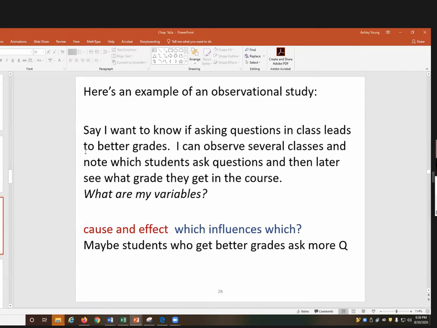Here's an example of an observational study. Say I want to know if asking questions leads to better grades. I can observe several classes and note which students ask questions, and then later see what grades they have in the course. What are my variables in this, guys? So take 15 seconds, think about what questions, who am I surveying or asking, and what am I trying to find out about them? What am I asking them or about them? Just think about it for 15 seconds and I'll ask.